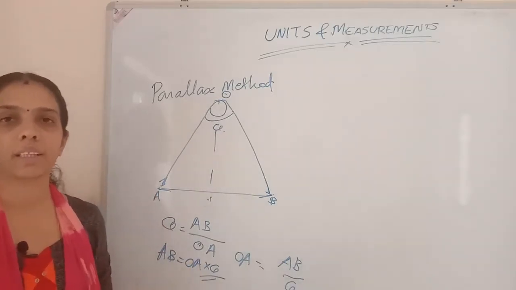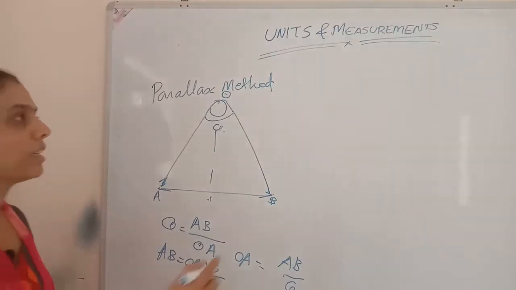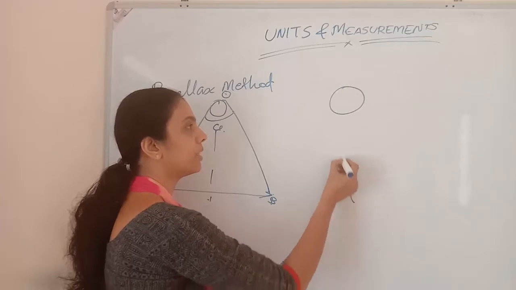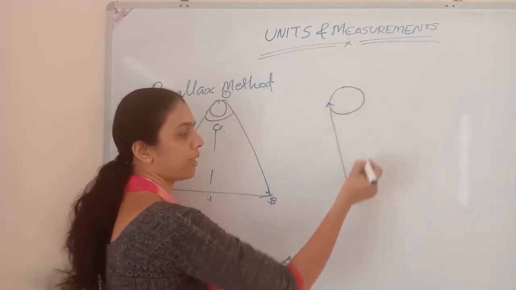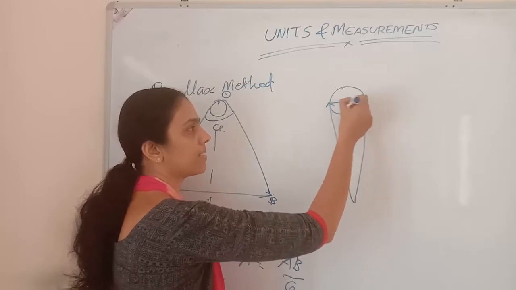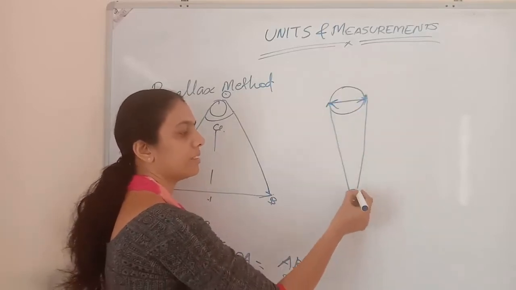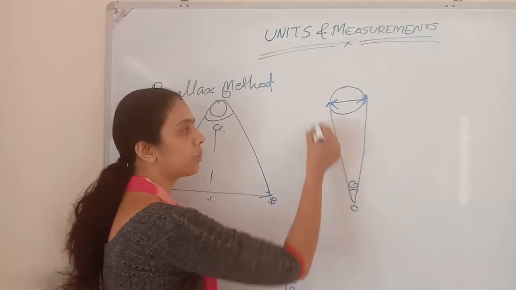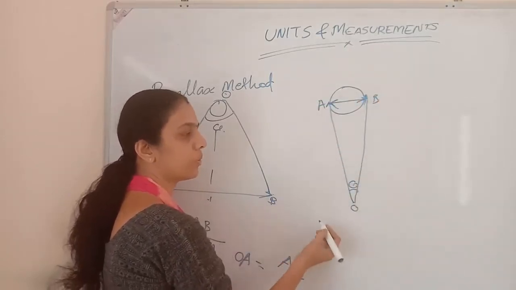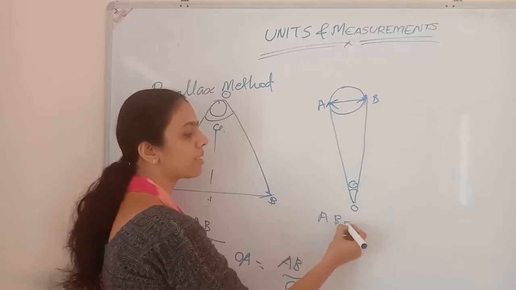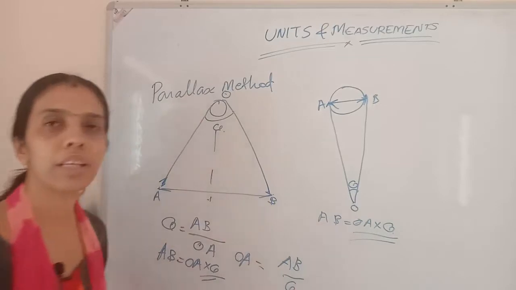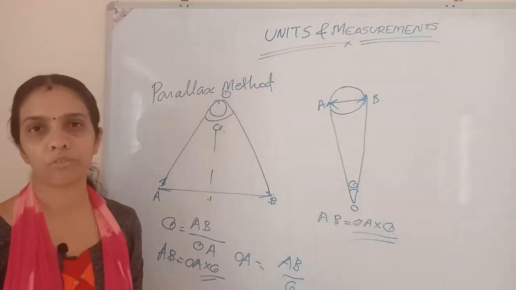So how can we find out the diameter of the moon? If this is the position of the moon, from here we can observe this point on this side, and from here we can observe this point, and this angle is theta. O, A, B: the OA distance we know, theta also we know. Therefore, AB equals OA into theta. This is how we find the diameter of the moon.